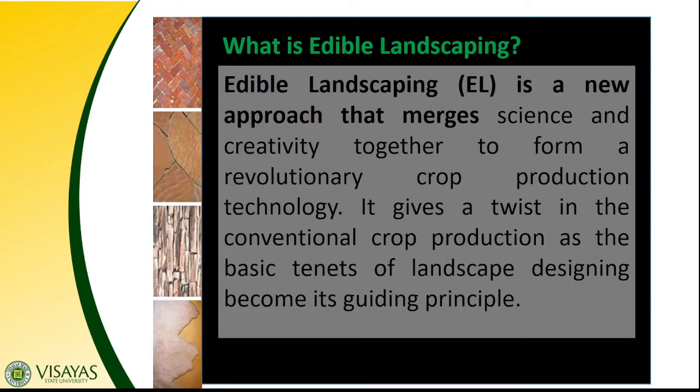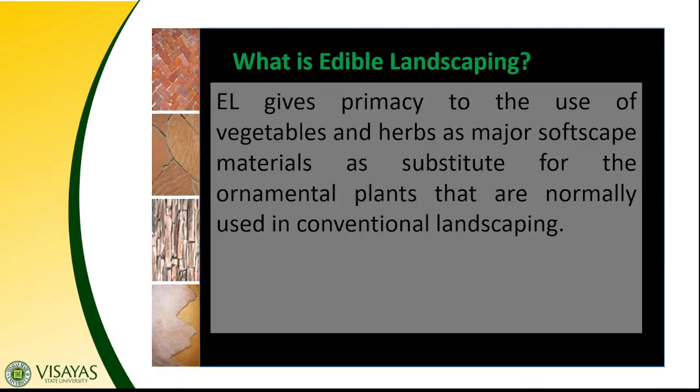What is edible landscaping then, or EL? This is a new approach that merges science and creativity together to form a revolutionary crop production technology. It gives a twist to conventional crop production as the basic tenets of landscape design become its guiding principle. So there's really a difference from conventional crop production, because the implementation of edible landscaping is guided by principles.